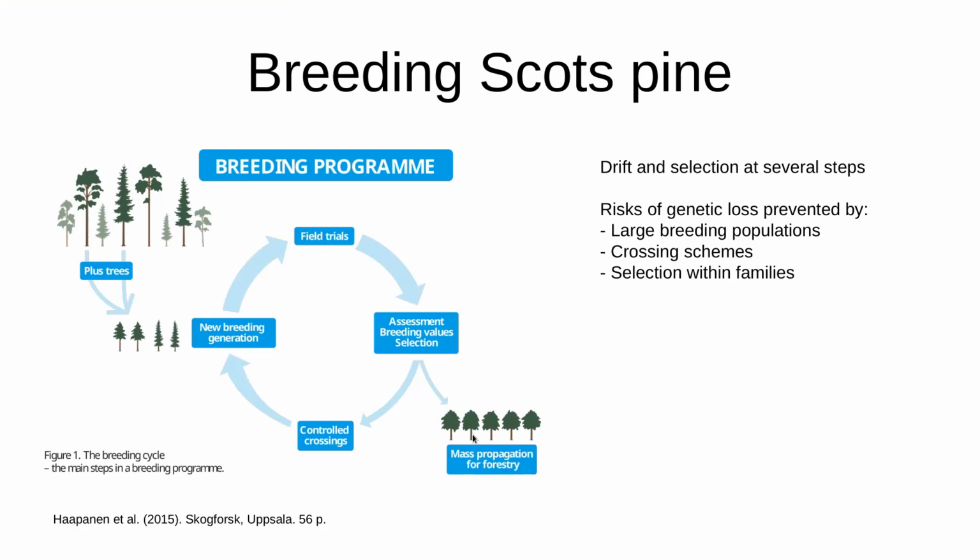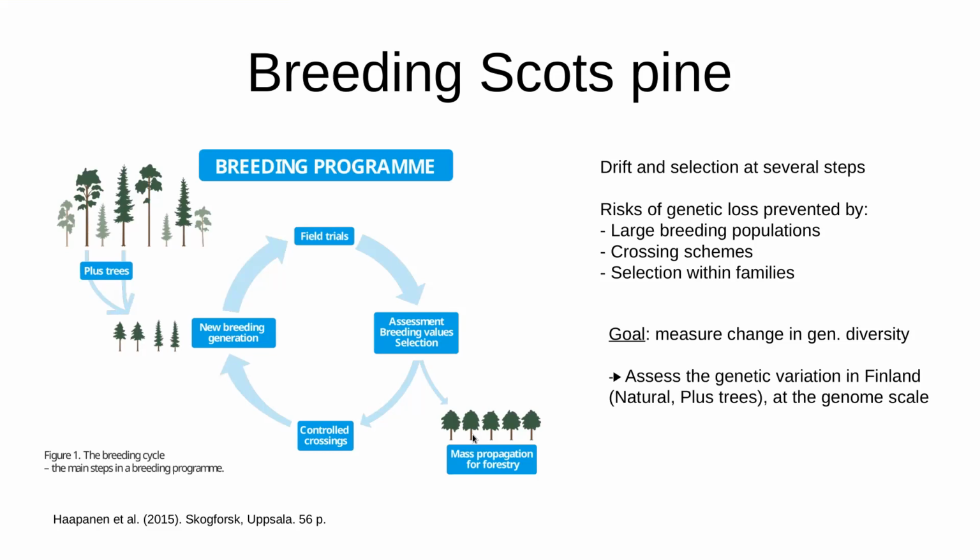In this study, our goal is to measure the change in genetic diversity at some of these steps to investigate whether the risk of genetic loss is adequately averted. And first, we will assess the genetic variation of Scots pine comparing natural and plus trees using markers at the genome scale. And second, we will measure the effects on genetic diversity of selection during the early stages of breeding.